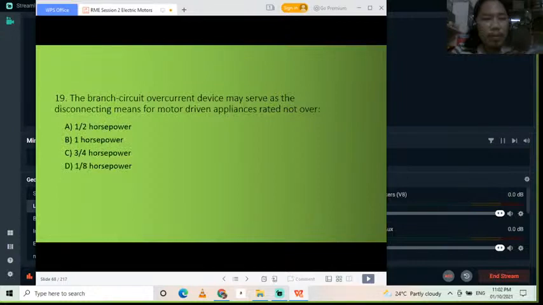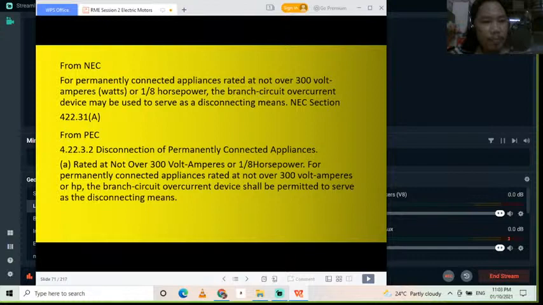So, number 19. The branch circuit overcurrent device may serve as the disconnecting means for motor-driven appliances rated not over blank. Okay, the branch circuit overcurrent device may serve as the disconnecting means for motor-driven appliances rated not over blank. So, yung ating overcurrent device, siya na rin po yung magsaserve as disconnecting means. Correct answer is 1/8 horsepower. Maliliit na motor yan. May be used to serve as a disconnecting means.